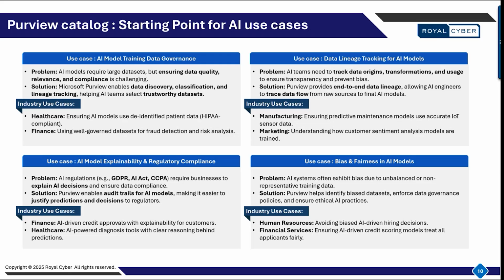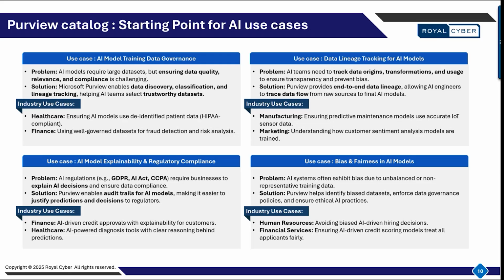Lastly, we must take fairness as a serious consideration. A system trained on unbalanced or non-representative data can lead to unfair hiring decisions or biased financial approvals. Purview helps identify these data sets, enforce policies, and promote fairness, ensuring that the systems are operating ethically.